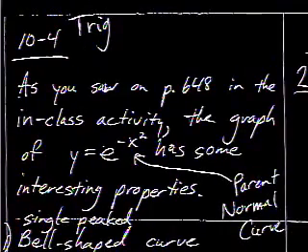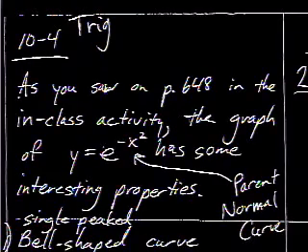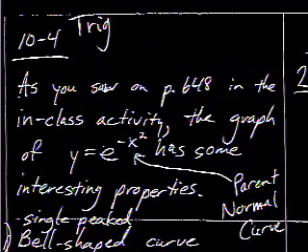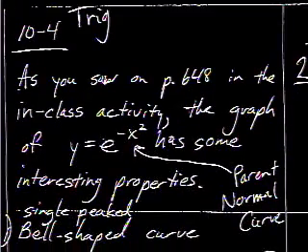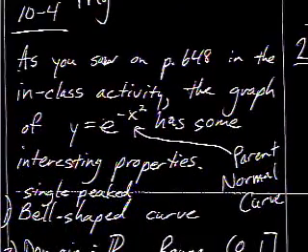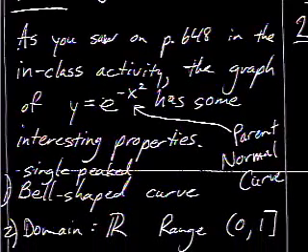As you saw on page 648 in the class activity, the graph of y equals e to the negative x squared has some interesting properties. I know I just read that off the screen and I don't typically do that, but I wanted to make sure I mentioned it's called the parent normal curve. There are some really important points to be made about that particular curve, and we will eventually change that curve into something more useful for probability. So we start out by noticing, I'm sure you did when you graphed it, that it is a single peaked bell-shaped curve.